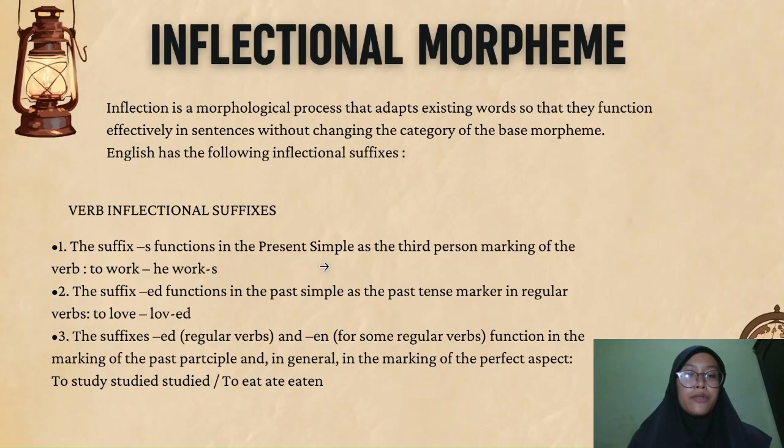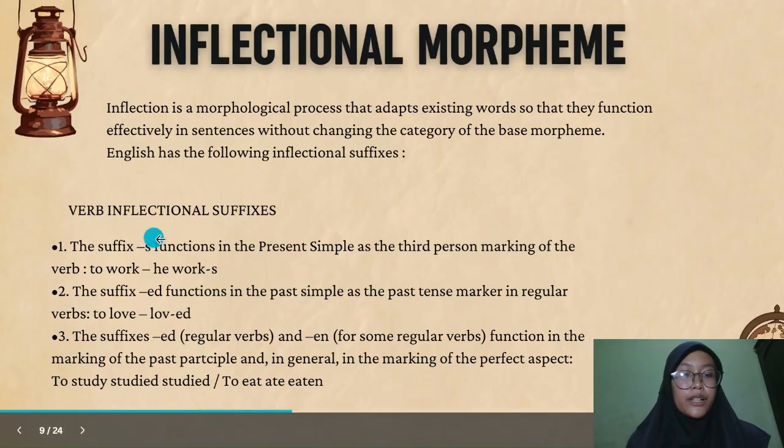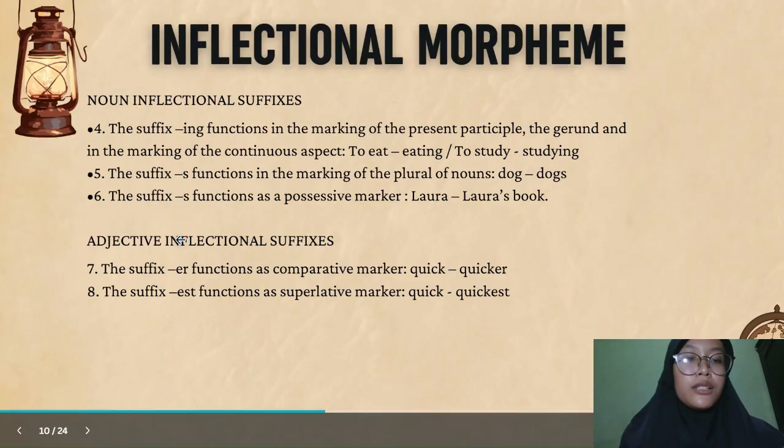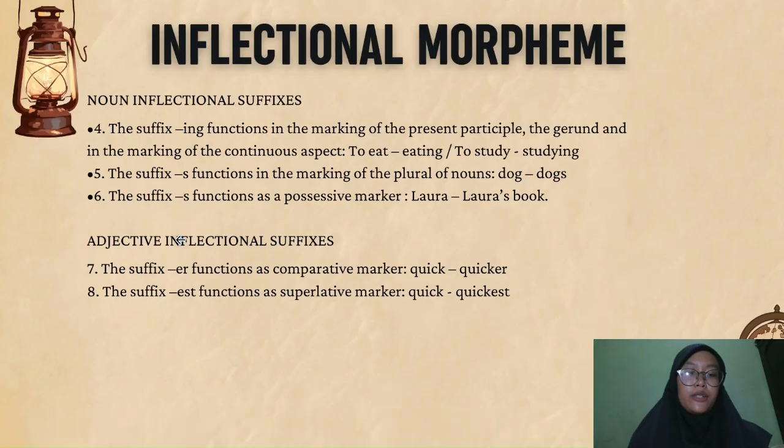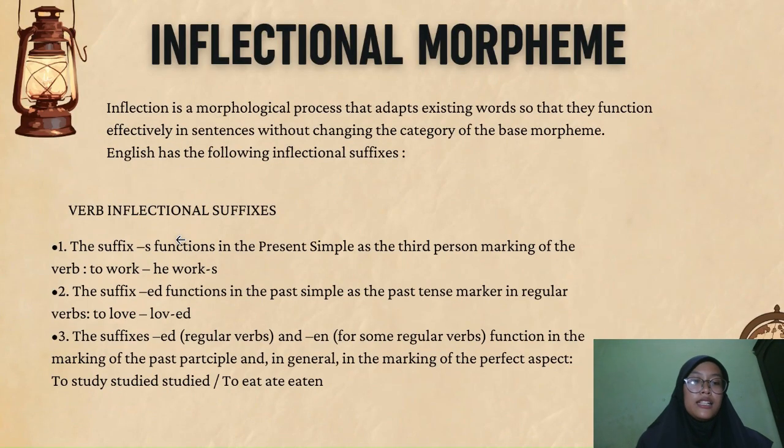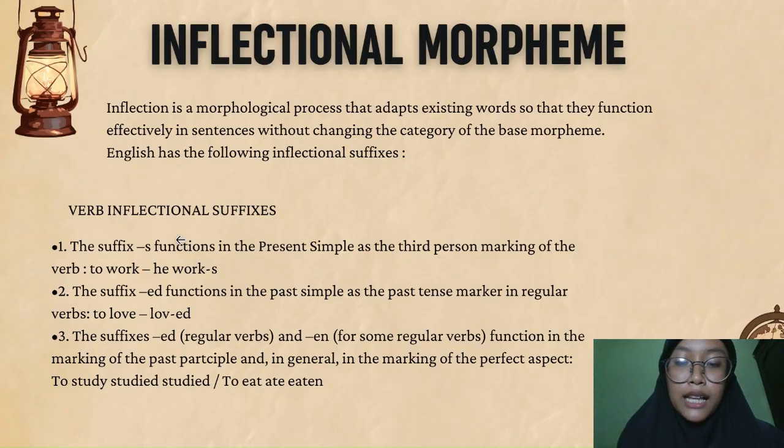English has the following inflectional suffixes, like the verb inflectional suffixes, noun inflectional suffixes, and also the adjective inflectional suffixes. The verb inflectional suffixes, like the suffix s, functions in the present simple as the third person marking of the verb. To work, with the pronoun he becomes works, he works. The suffix ed functions in the past simple as the past tense. To love becomes loved. It doesn't change the category, it is still verb and becomes verb.